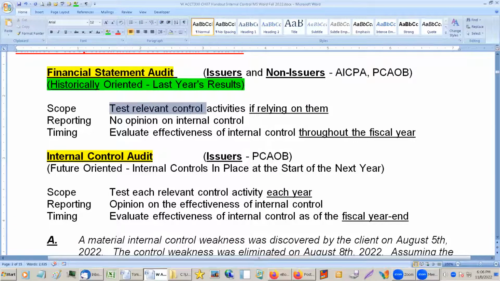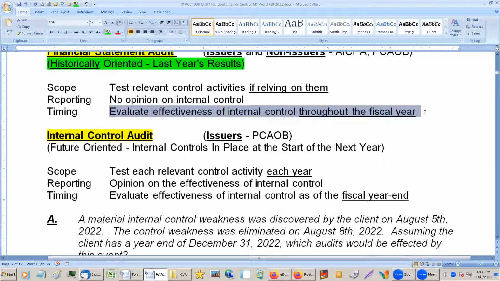Scope: we test relevant control activities if we are relying on them. So there's an if here, a qualifier, that you only test those if you're relying on them. There is no opinion on internal control. We mention it in the audit report, but we don't actually give an opinion on it.